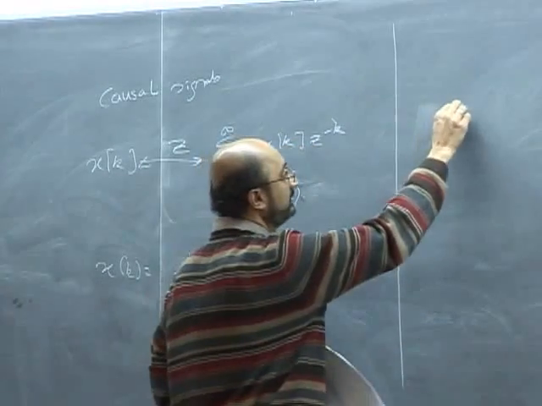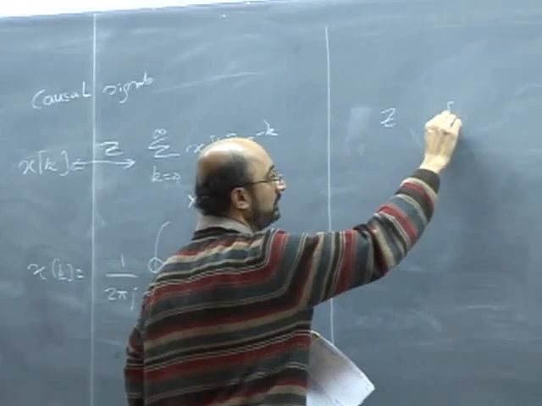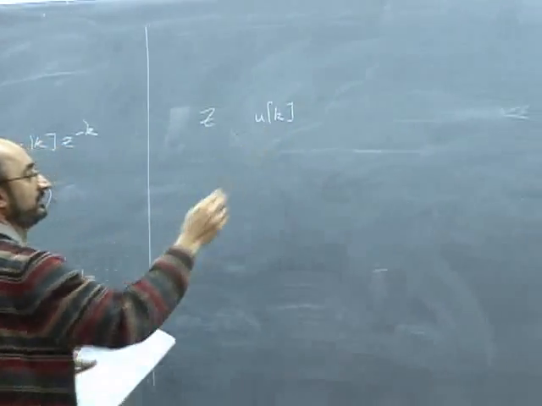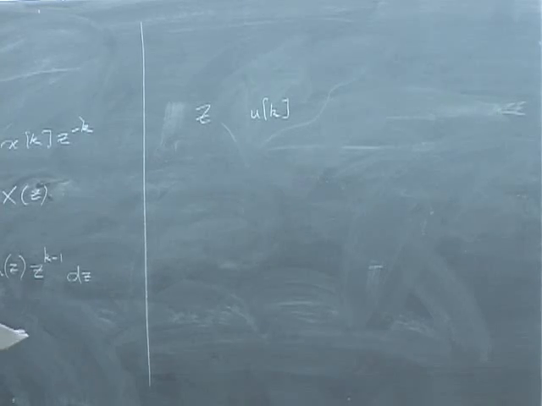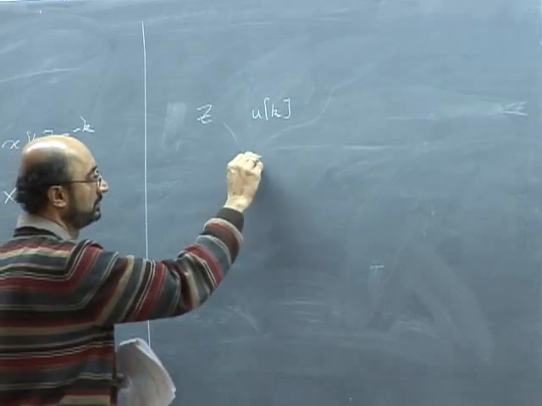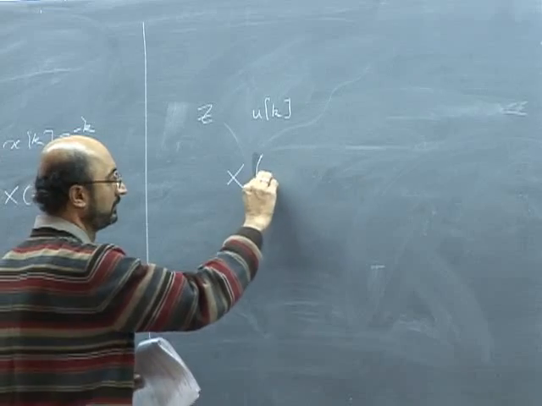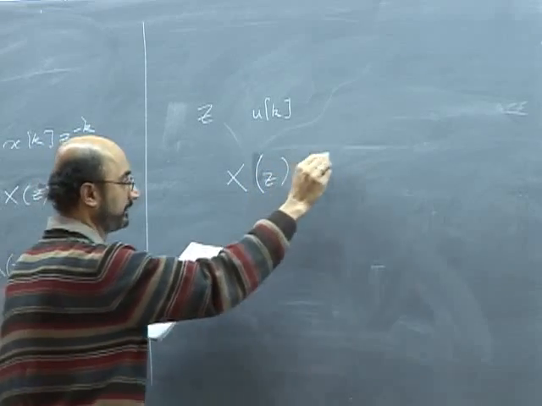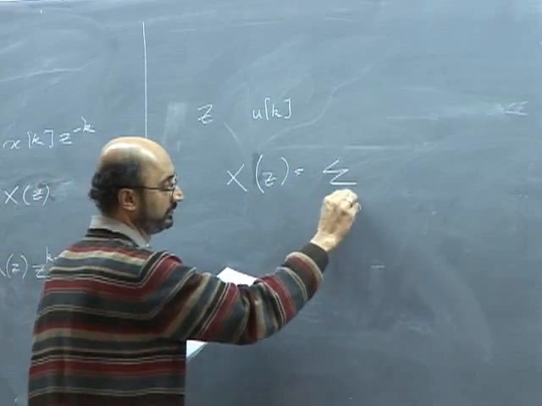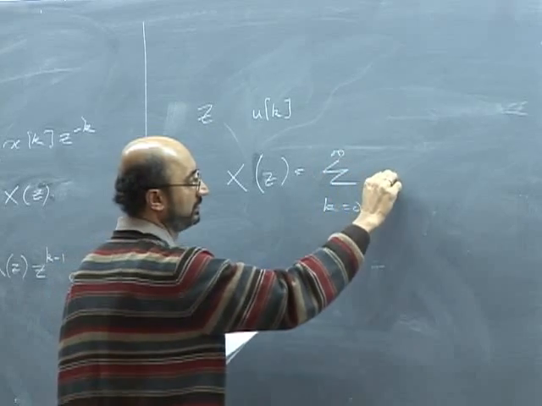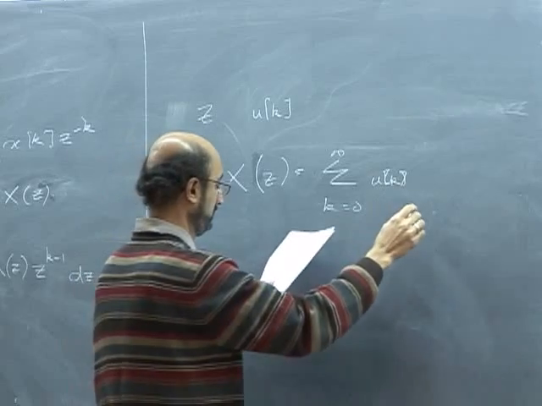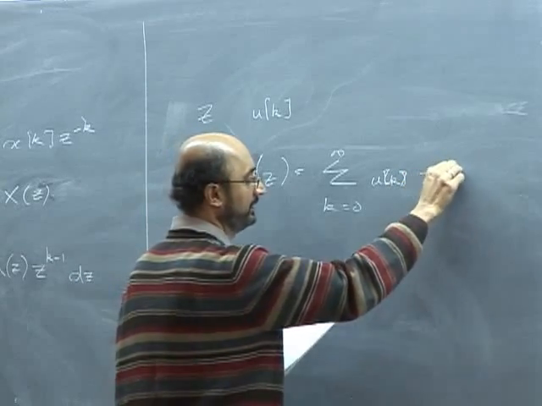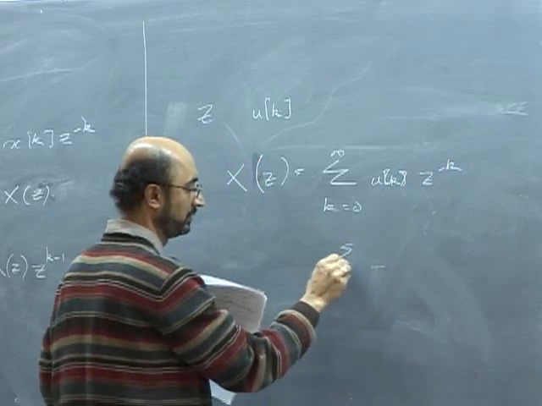So let's do the z transform of u[k], which is the unit step in discrete time. We can do it easily: X(z) equals the sum from k equals 0 to infinity of u[k] z to the minus k. So this is just 1.